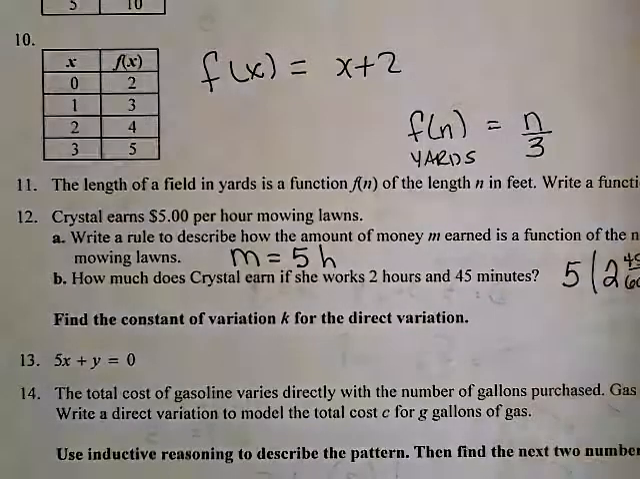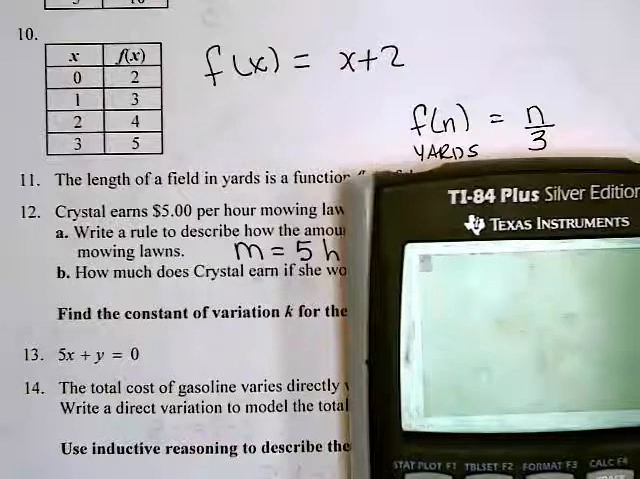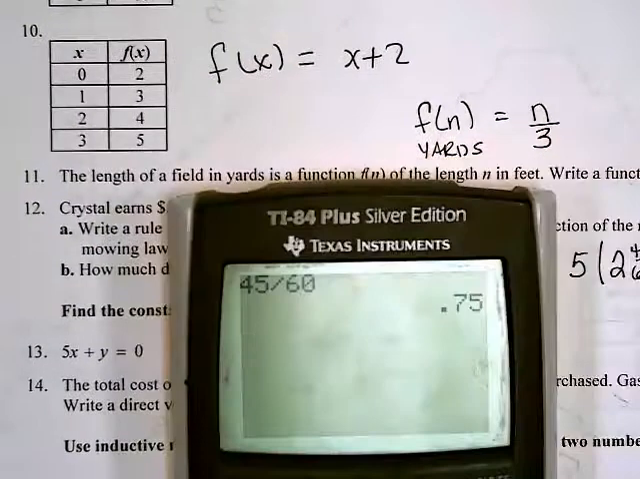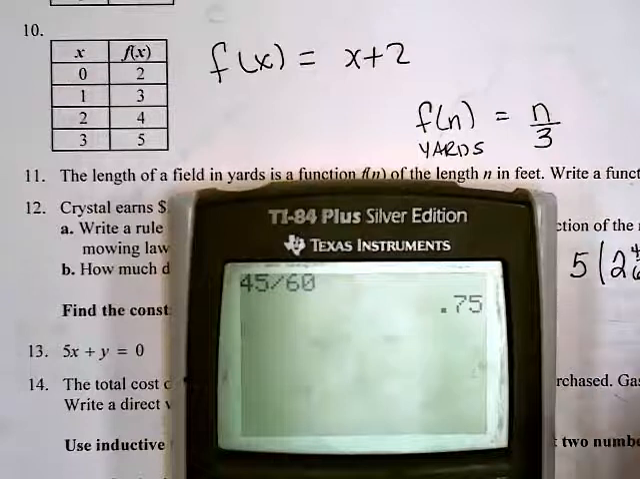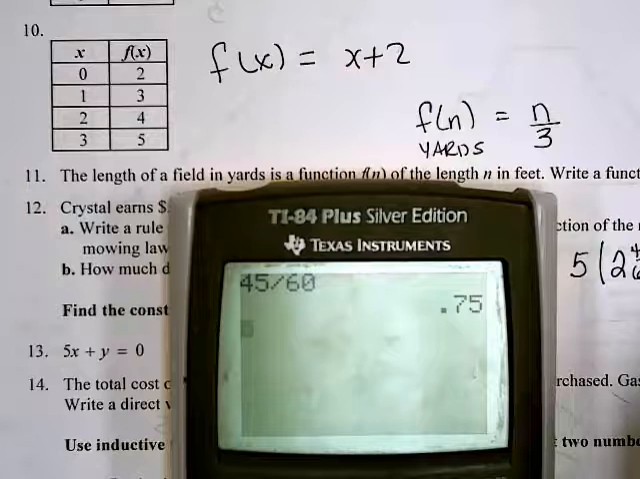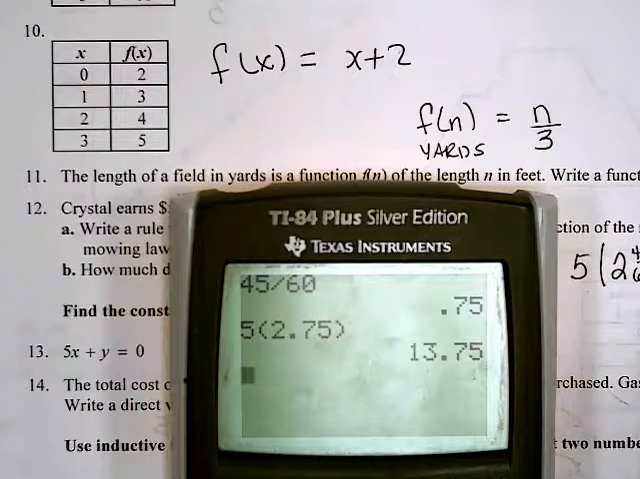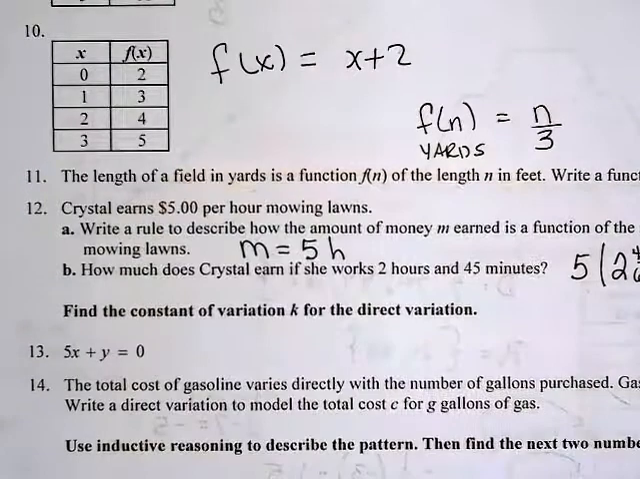So let's go to our calculator. What is 45 out of 60 as a decimal? Because you like to use decimals better than you do fractions. What do you get? 0.75. So you could really multiply 5 times 2.75. And I get $13.75.